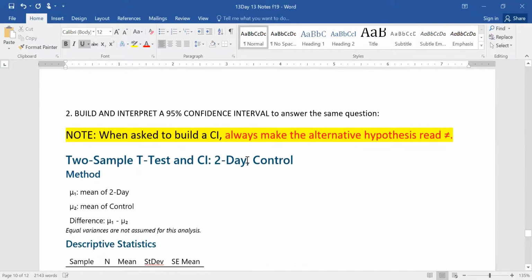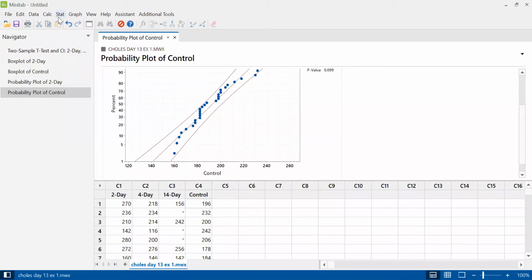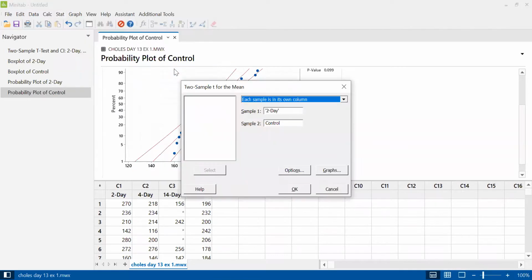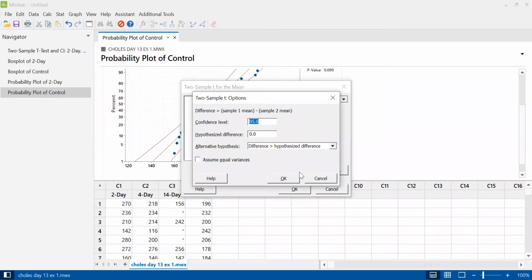All right, let's take a look at the CI real quick. CI doesn't take nearly as long. So I'm going to go back to my Minitab. We're going to go back to the same places where I found my test. So that's Stat, Basic Statistics, 2-Sample t. When I go into the 2-Sample t, I already have everything in here, right? I have each sample in its own column, the 2-day, the control, because I just worked on this.